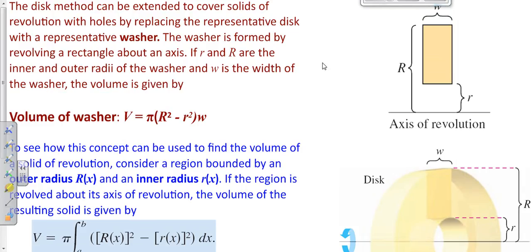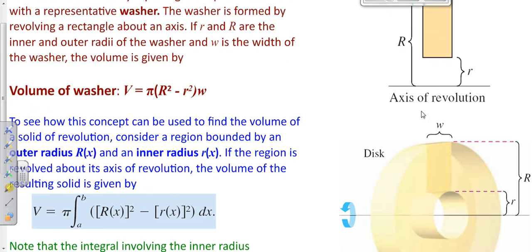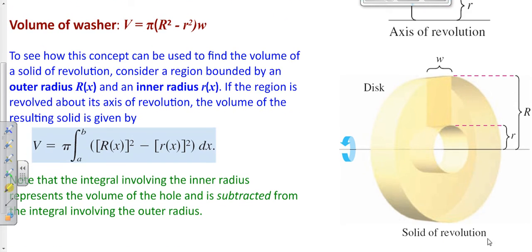We looked at finding volumes using the disk method, and that's where the object is solid. But sometimes when you revolve a rectangle, it's not right on the axis of revolution. When you revolve that, it ends up forming a washer. So it's like a disk with a hole in the middle of it.